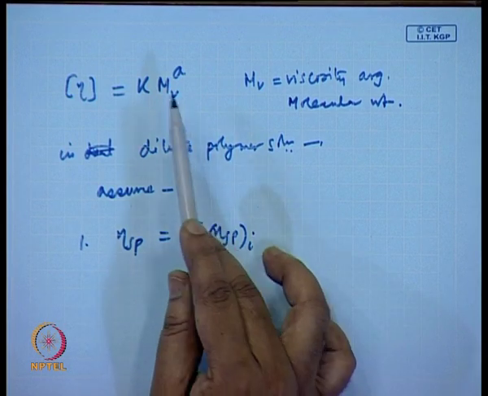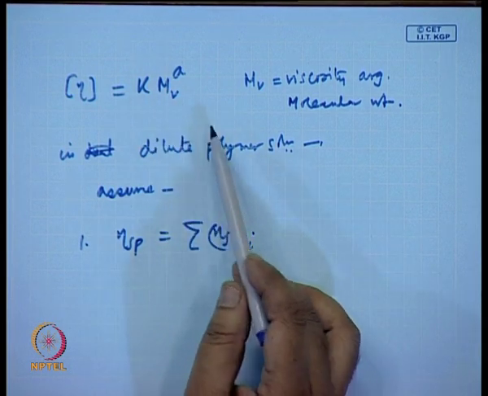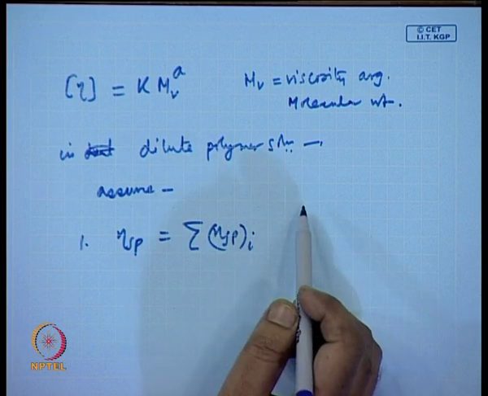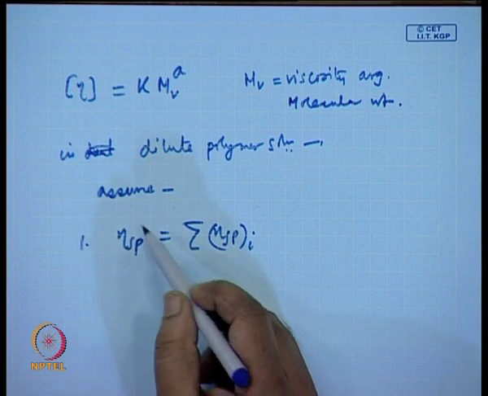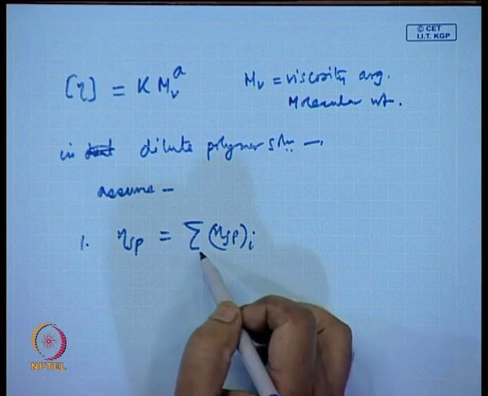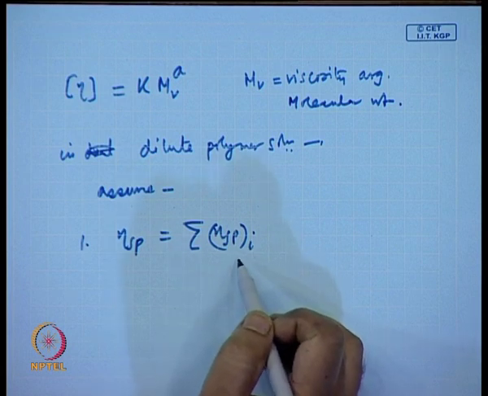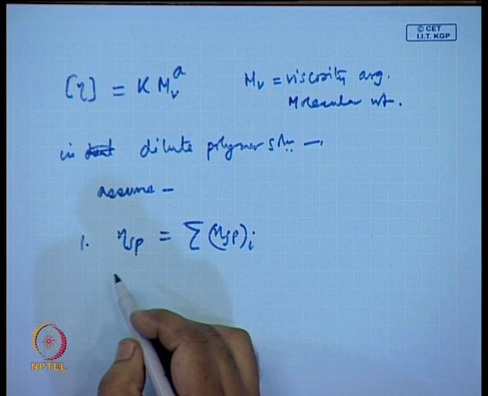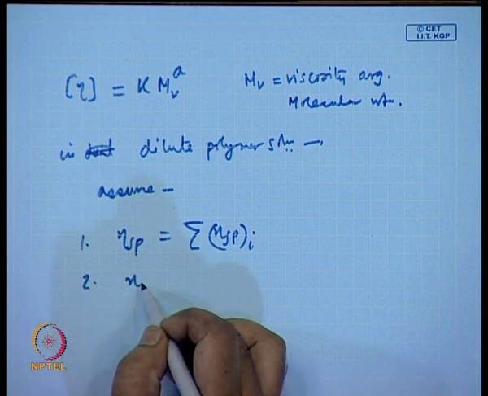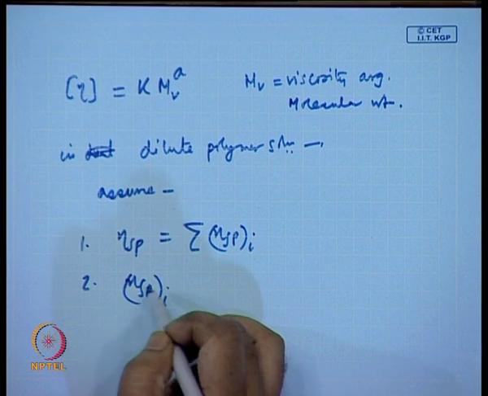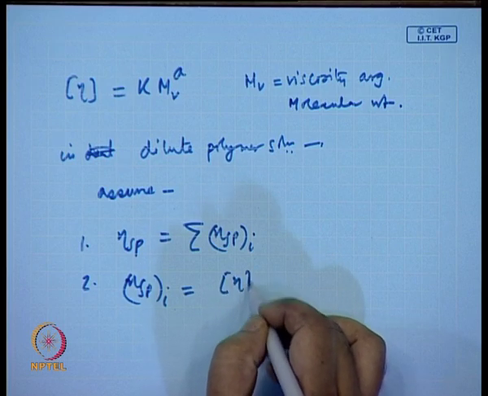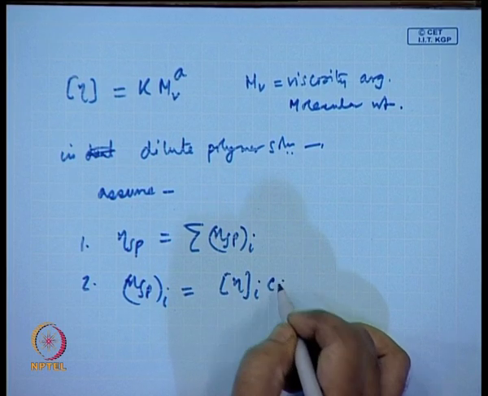Now, as you know, in real polymer mixtures there are numerous polymer chains having different molecular weights. These are the assumptions we are making: that specific viscosity can be obtained by summing up the specific viscosity of the individual polymer chains. Second, the specific viscosity of the individual chains can be obtained by this expression.